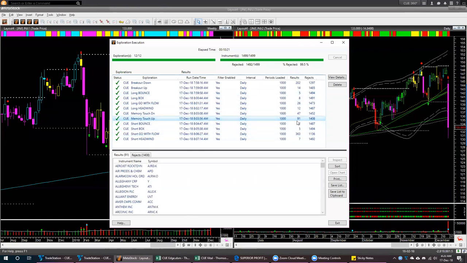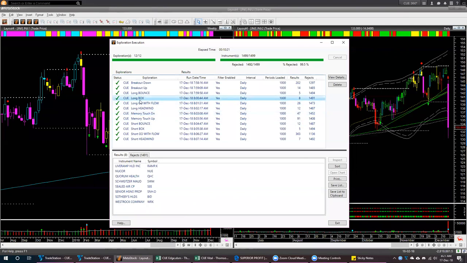Interestingly, Q memory touch up, meaning touching memory support line, is more than touching memory resistance line. That is expected because the market was declining. If the market is declining, we don't expect many stocks to go up against the market and hit memory resistance. So this is not saying that the market is bullish. It is just saying that market has dropped enough and it is hitting memory support for some stocks. And again, we expect that in a down market, not many stocks will go up and hit resistance memory. So these numbers are not saying it is bullish. It is saying that market has dropped.